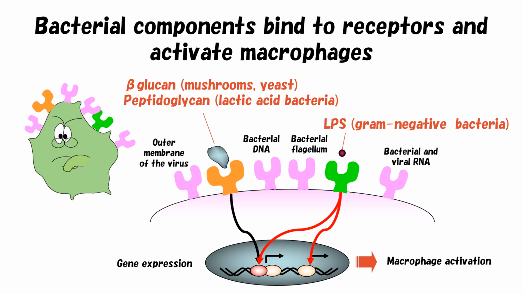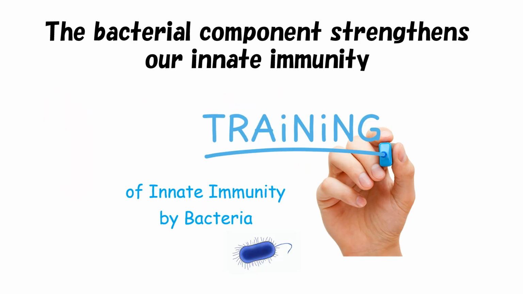When the components of bacteria and viruses bind to this receptor, signals are transmitted through complex pathways in cells, which ultimately influence genes and activate macrophage function to activate innate immunity. Interestingly, the immune system also plays a role in fighting against pathogenic bacteria, but it is trained daily by bacterial components.